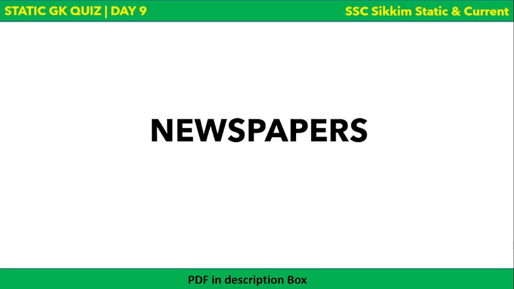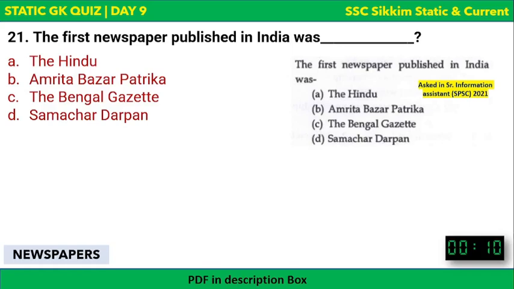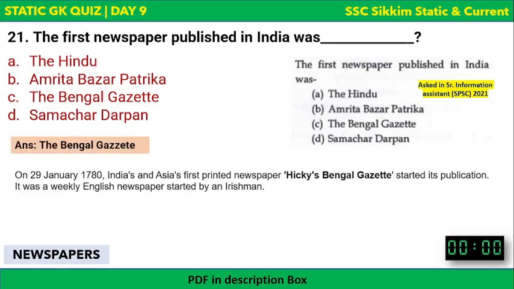Now we have newspapers. Okay, newspapers to discuss. Questions from this, not entire newspaper we are discussing. So the first newspaper published in India was which? It was asked in Senior Information Assistant, again in SPSC. Okay, it's a previous year question. The first newspaper published in India was Hindu, Amrita Bazar Patrika, the Bengal Gazette, or Samachar Darpan. The time is over. The correct answer is the Bengal Gazette.